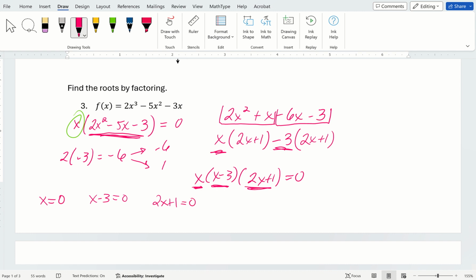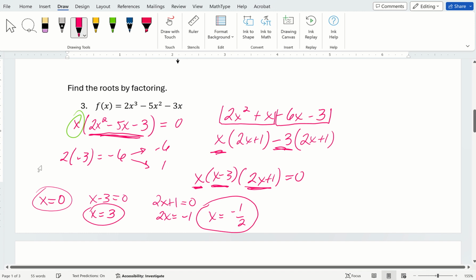And now I'm just going to solve for x, so that's one of my answers, x equals 0. Here I just need to add 3 to both sides, so x equals 3. And here 2x equals negative 1, and then divide by 2 on both sides, x equals negative 1/2. So I have 3 roots here. x is equal to 0, 3, and negative 1/2.